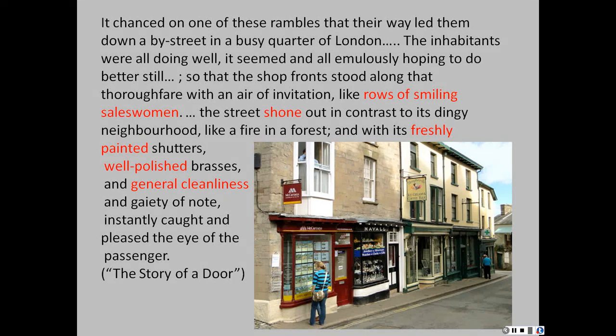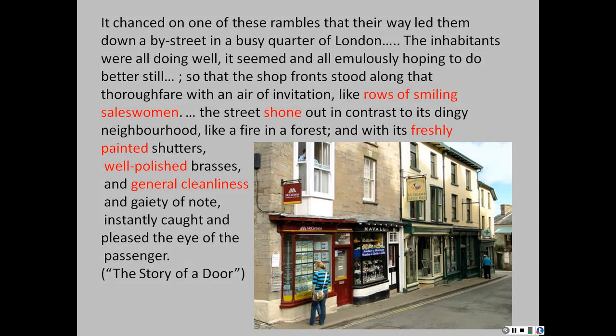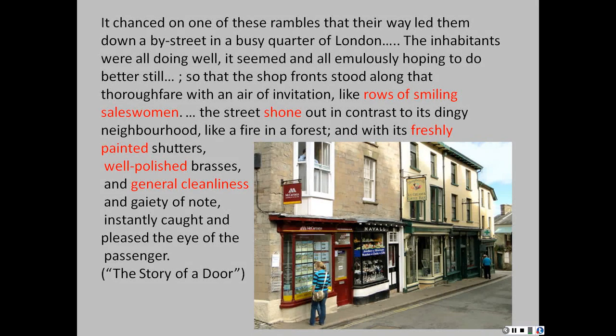So this is a nice upper middle class street, "so that the shop fronts stood along that thoroughfare with an air of invitation, like rows of smiling saleswomen. The street shone out in contrast to its dingy neighborhood like a fire in a forest, and with its freshly painted shutters, well-polished brasses, and general cleanliness and gaiety of note, instantly caught and pleased the eye of the passenger." So we're in a nice part of the city.